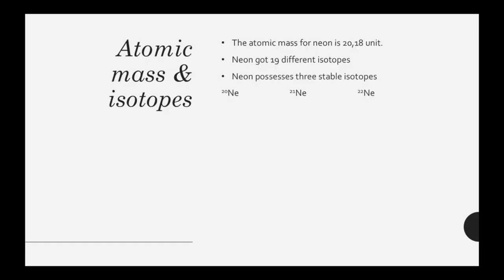The atomic mass for neon is 20.18 unit, and neon has 19 different isotopes, which means that 20.18 unit is the average weight of all those isotopes together. Neon possesses 3 stable isotopes, which are neon 20, neon 21, and neon 22.